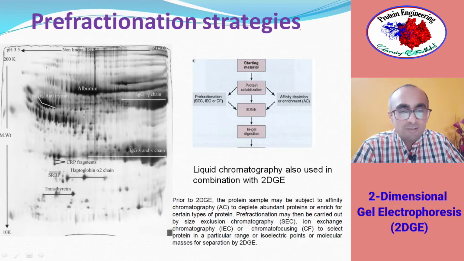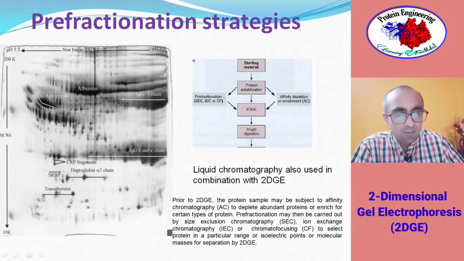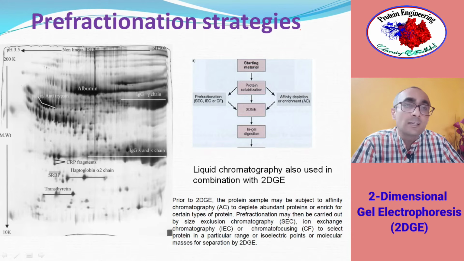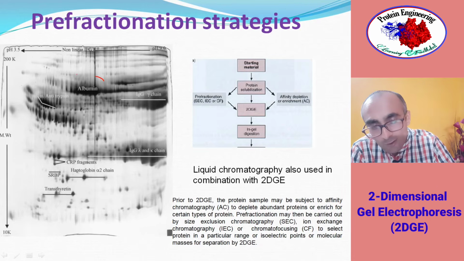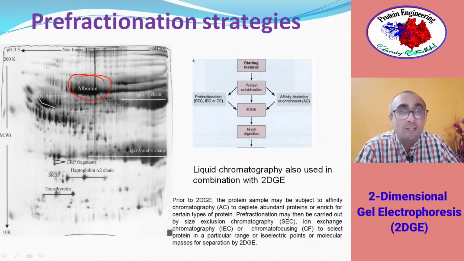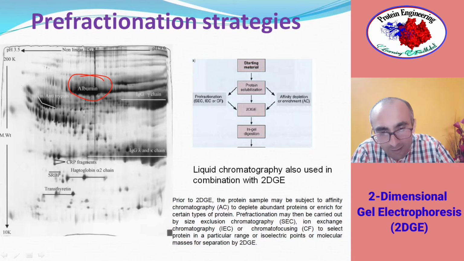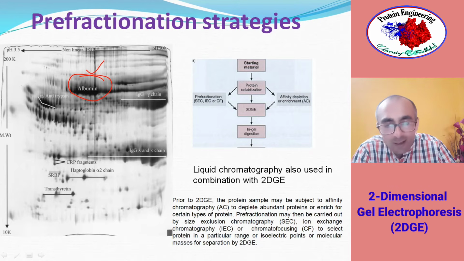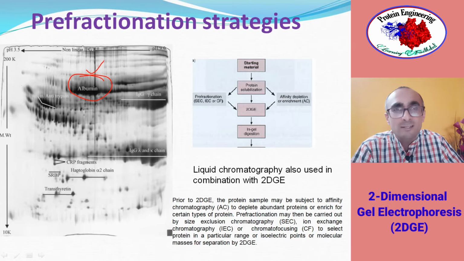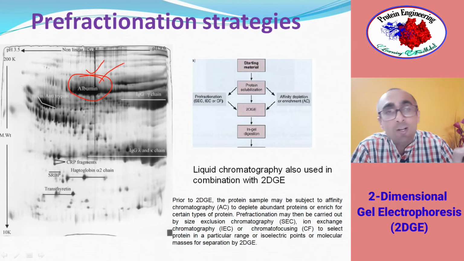Then pre-fractionation studies are also being used. For example, if you have a protein which is present in very high concentration, like in the case of human fluids. In human fluids, albumin is one of the very common proteins found in very high concentration, and you have a very big spot for albumin. It's so thick that it covers the neighborhood spots also, and that's compromising the resolution. So what one can do is remove albumin before running 2D GE.